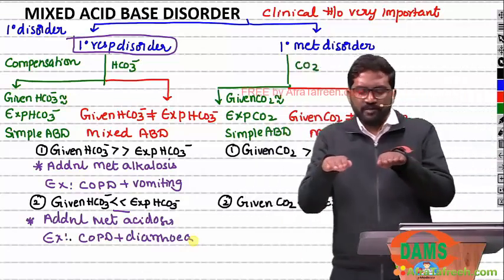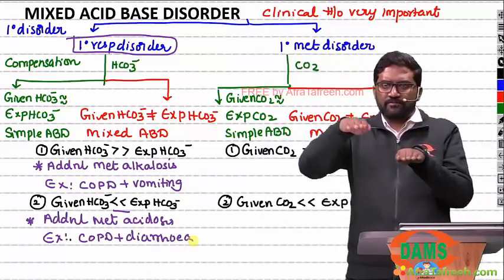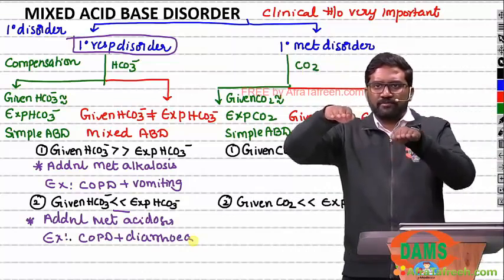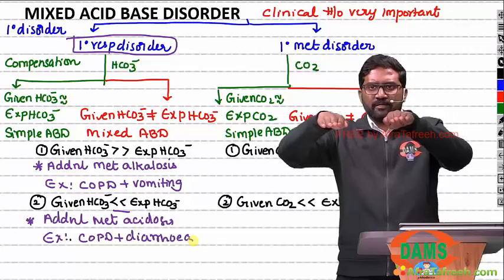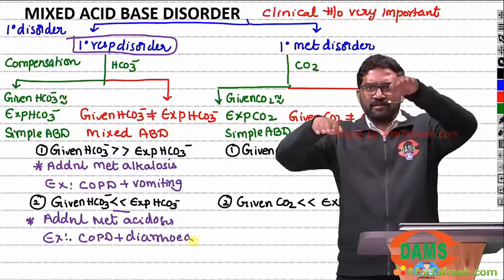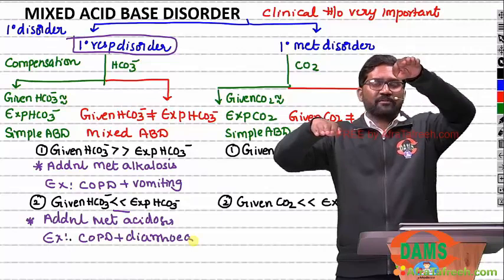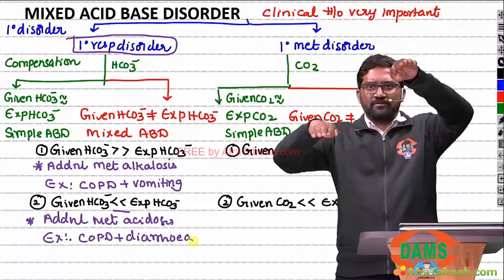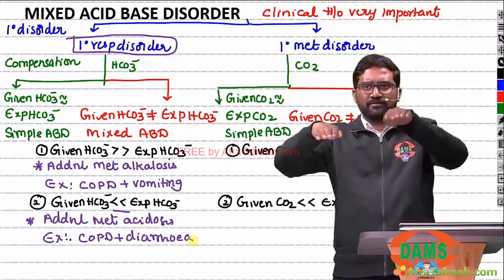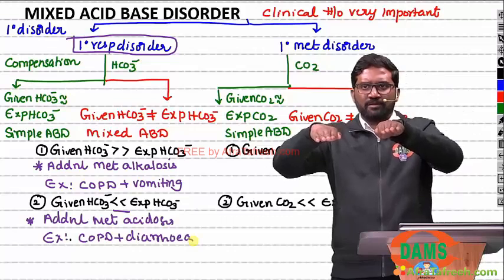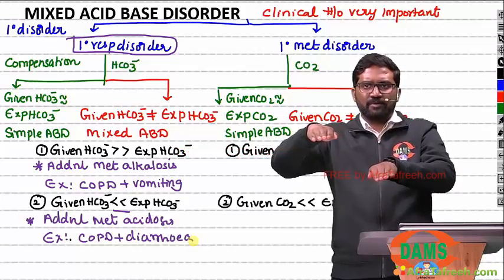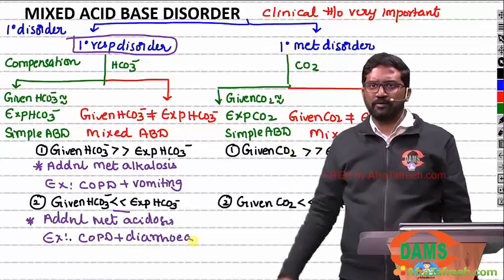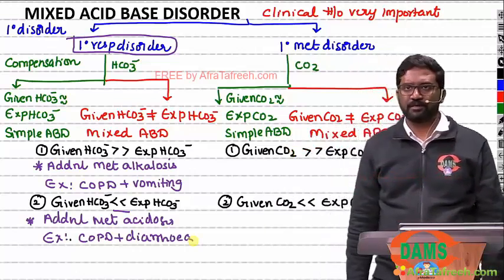Once again, in very easy words, kindly observe here, students. Whenever CO2 increases to this level, bicarbonate should also come to this level. This is adequate compensation. If bicarbonate increases excessively, any extra bicarbonate should be referred to as additional metabolic alkalosis. If bicarbonate decreases abnormally, any abnormal decrease in bicarbonate should be called additional metabolic acidosis. Correlate with history, you will get the answer.